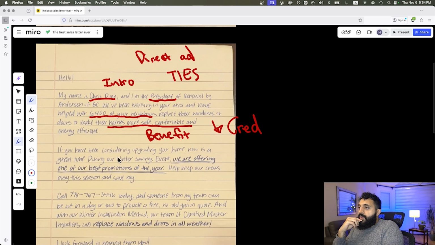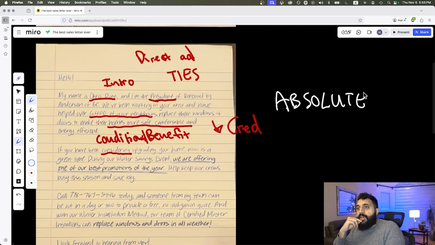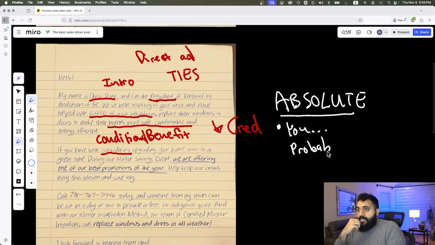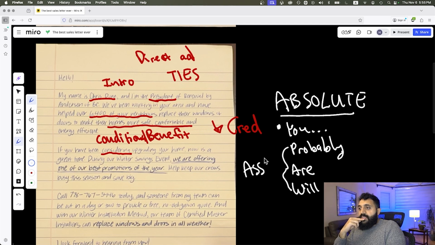So if you've been considering upgrading your home, now is a great time. Do you see how it's using conditional language, right? A lot of people make the mistake of using absolute language. So what's absolute language? Absolute language is using words like "you probably," "you are," or "you will," right? These are all big assumptions, all right?